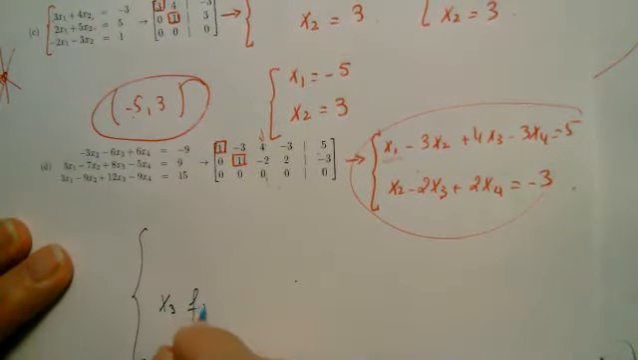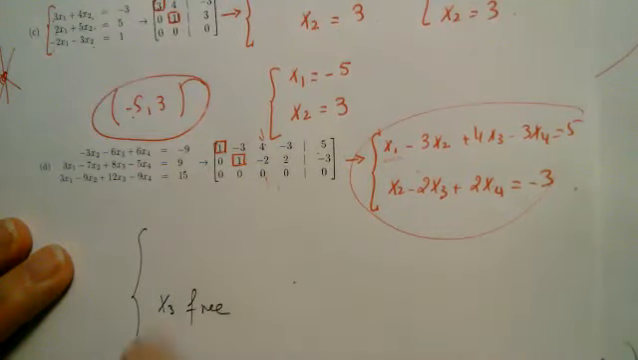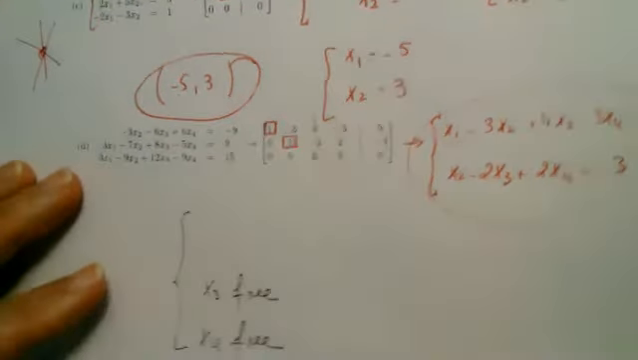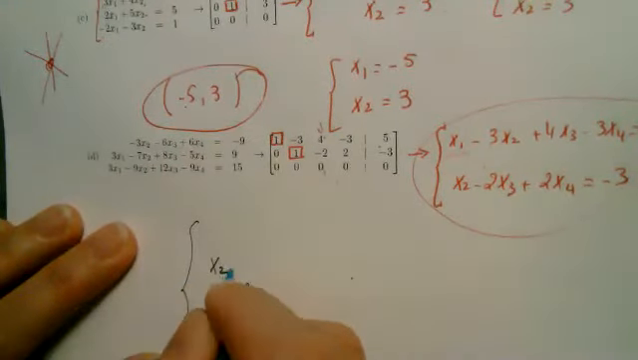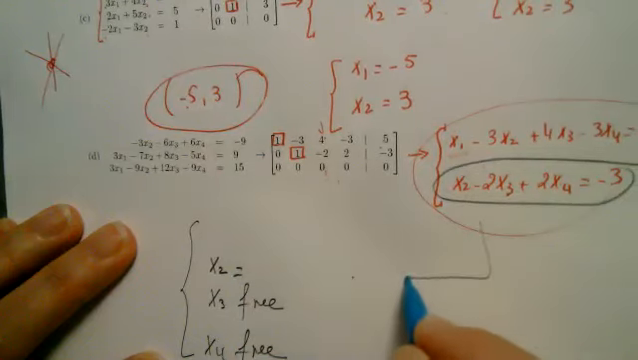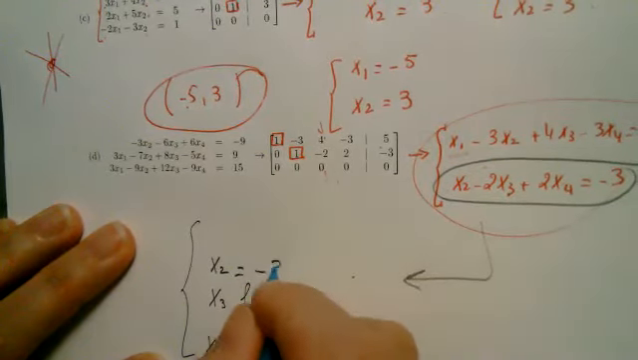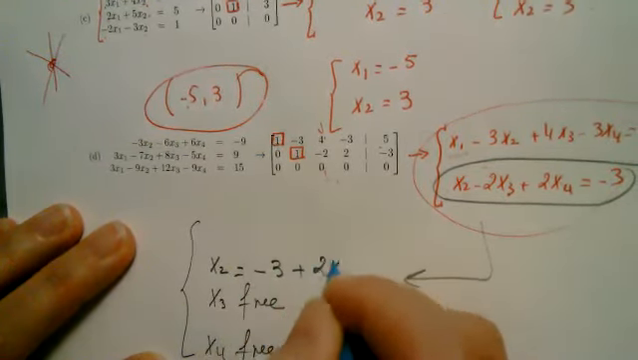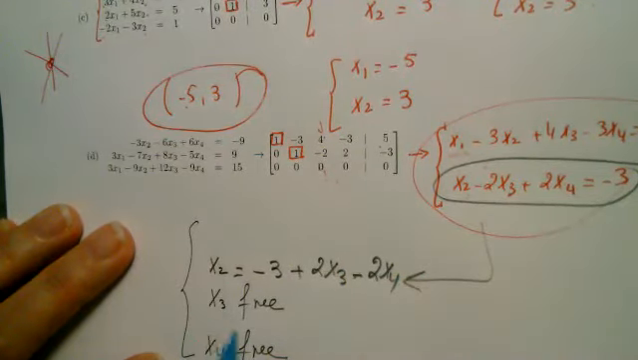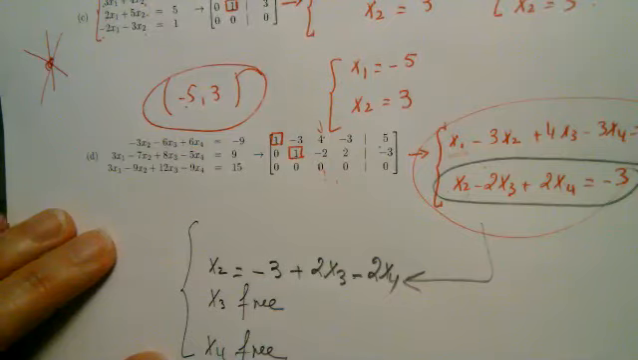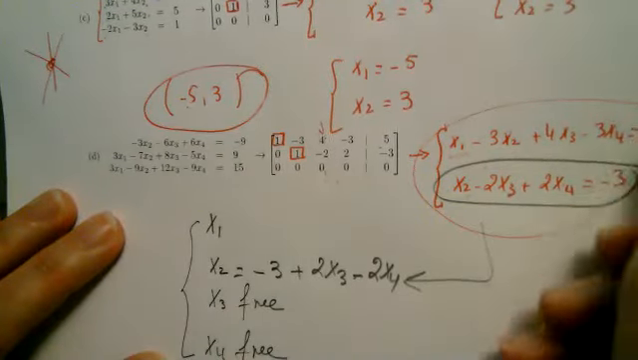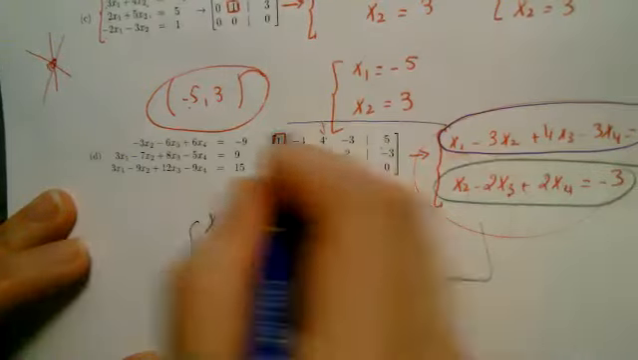x3, free. I would go to the reduced, but since that was your choice, I will go on with it. x4, free. x2 is, I will use this equation to get x2. It's minus 3 plus 2x3 minus 2x4. I expressed x2 in terms of x3 and x4. x1. What is x1? I use this equation to solve for x1.